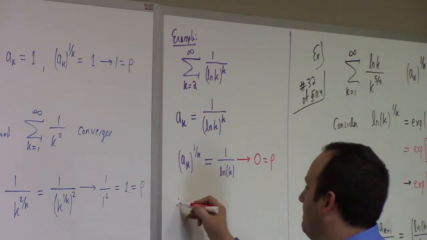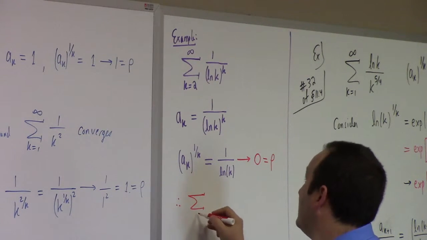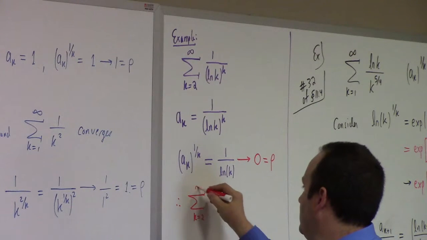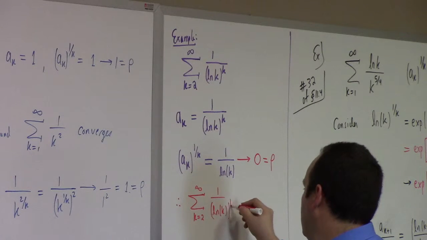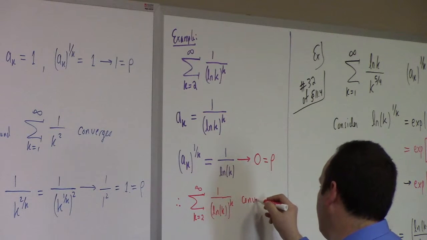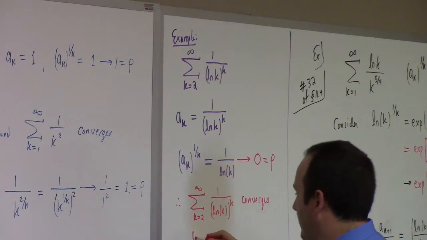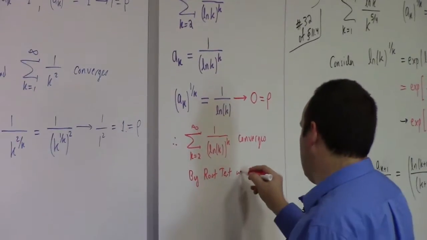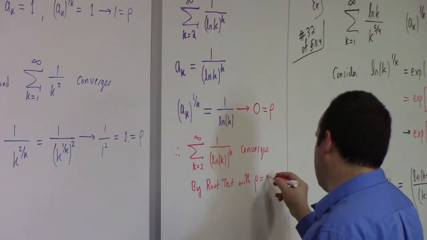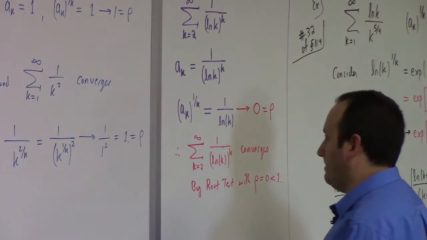So therefore, the series from k equals 2 to infinity of 1 over the natural log of k, to the k power, converges by the root test, with rho equal to 0, which of course is less than 1.